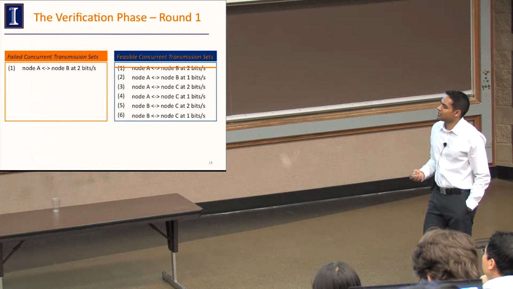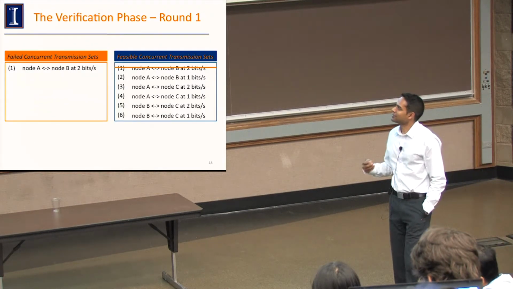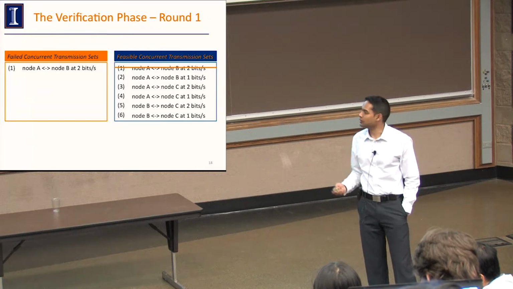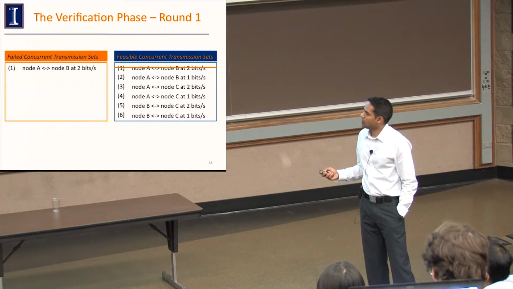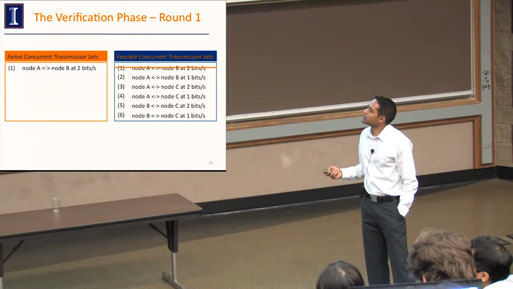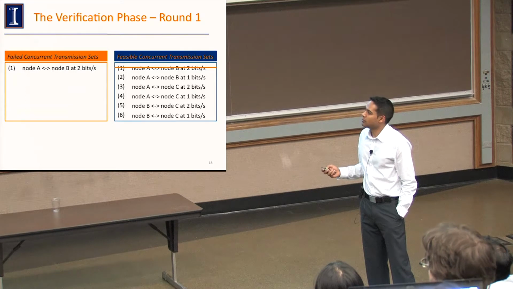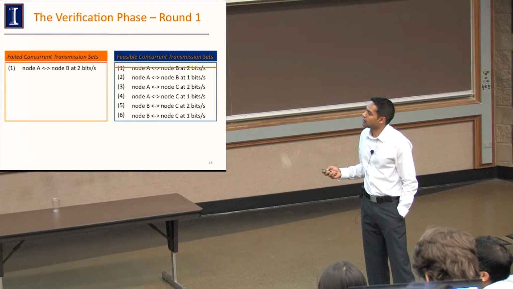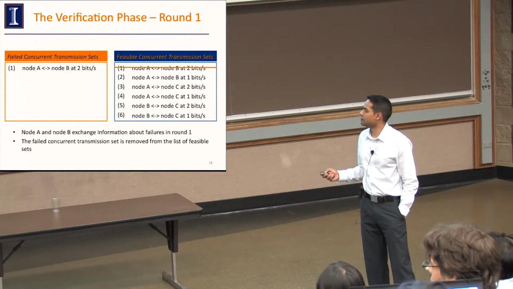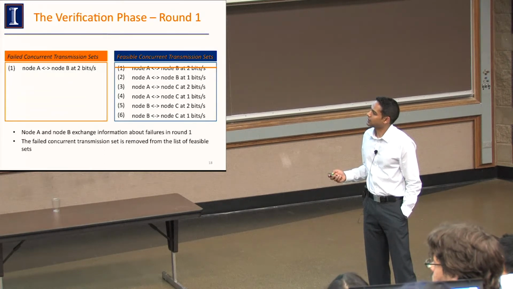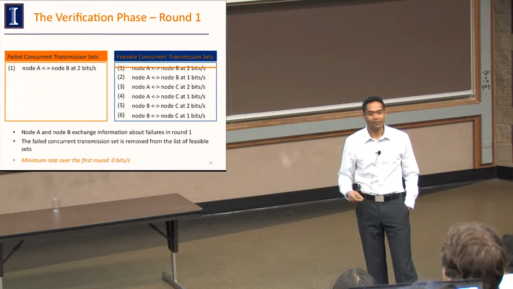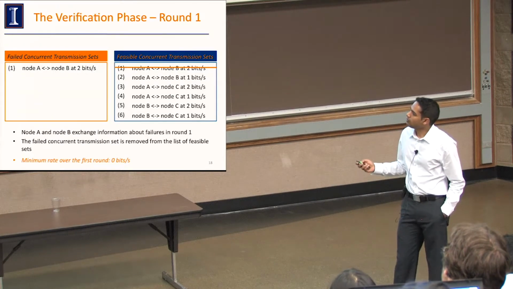Okay. And so in the data transfer phase, the nodes try to execute this schedule. And so here's where things get a little bit interesting. When nodes A and B try to communicate at 2 bits per second, the bad node jams. And this concurrent transmission set fails. So what that means is that some packets don't successfully make it from node A to B.